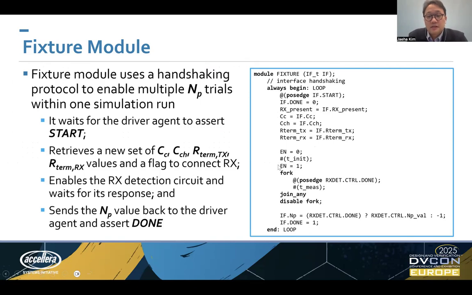Now, it will enable the RX detection circuit with that new condition, let it run for some time, and wait for the receiver detection circuit to produce the output response. One of the output responses it will contain is the NP value. So it will collect the NP value and send that back to the driver agent, and it will assert a done signal. When this is done, the driver agent will retrieve that NP value and, using the Bayesian optimization algorithm, will pick the next condition parameter values to try.